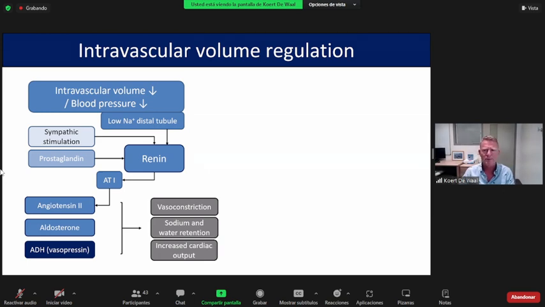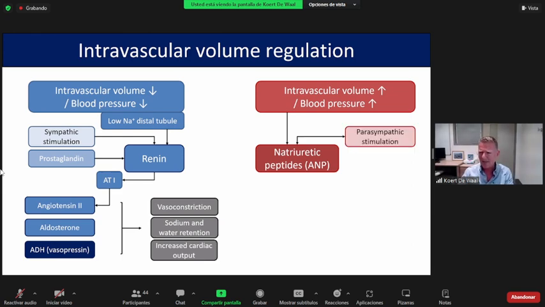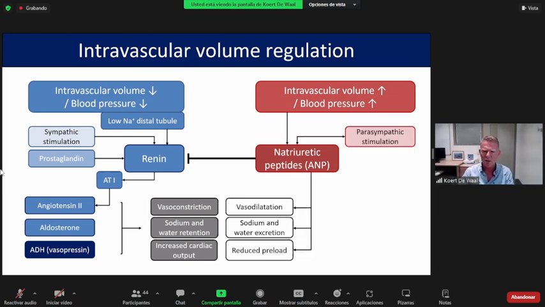On the other end of the balance, when there is too much intravascular volume, when you're overloaded or your blood pressure is too high, that actually works via the natriuretic peptide system, your ANP. This can be stimulated or activated by the parasympathetic stimulation as well. And one of the things, or actually two things it does, it blocks or starts to deregulate the RAS system, but it can also directly lead to vasodilatation, sodium and water excretion, and reduction of your preload.